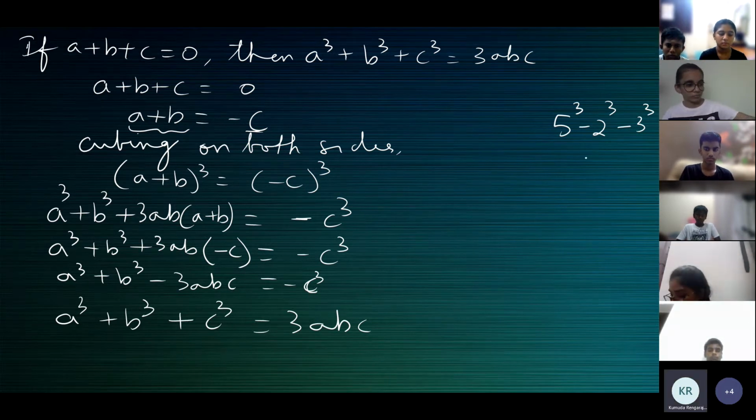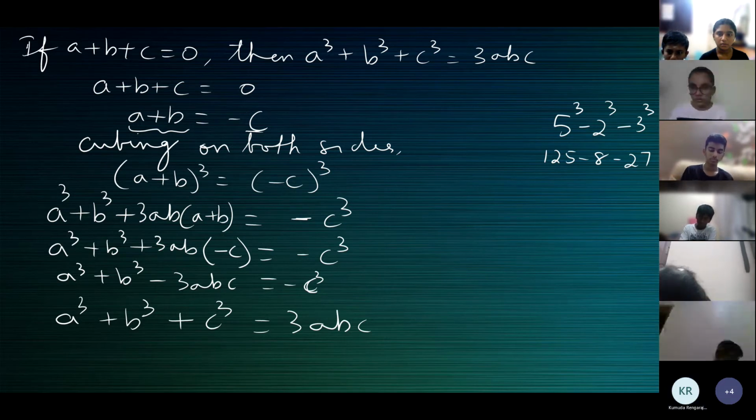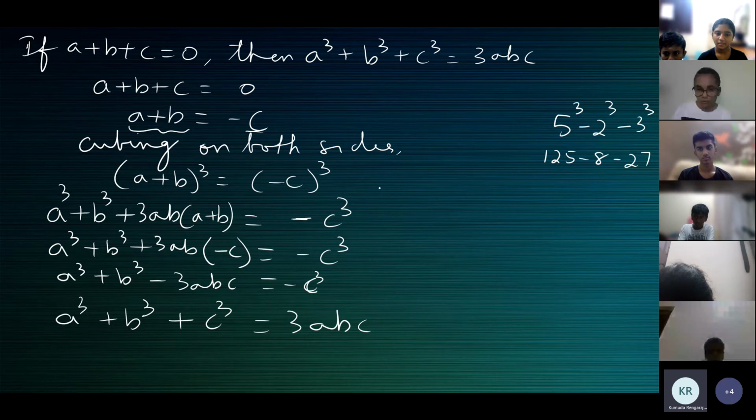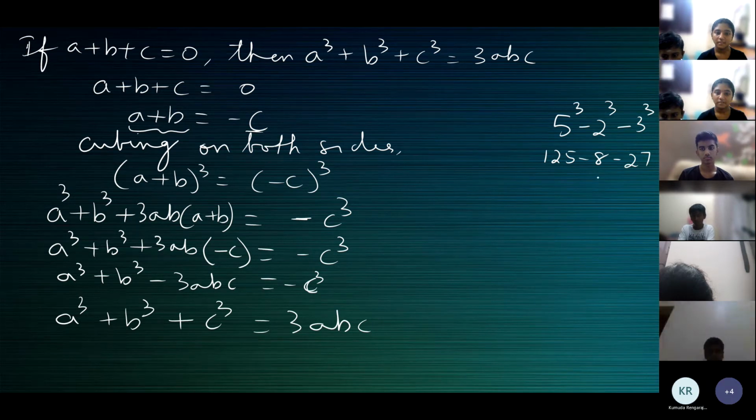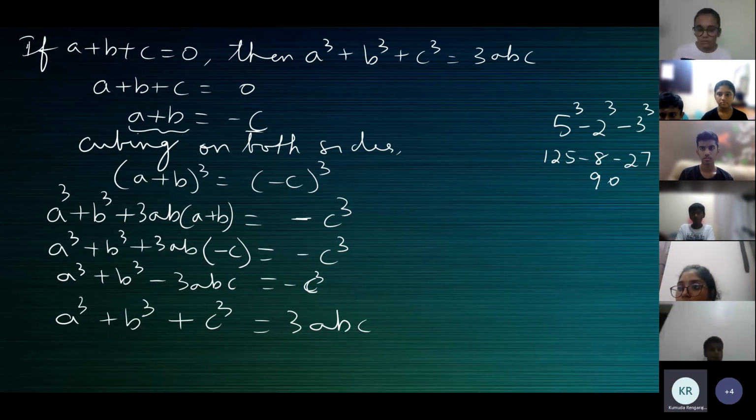Now, when you actually calculate, what is 5 cube? 125. What is 2 cubed? 8. What is this? 27. So what's the answer? Please calculate and tell me. What is 125 minus 8 minus 27? Yes, children, quickly. 90. So we got 90. Make a note of this. Now, I'm going to use the identity and get the same answer.